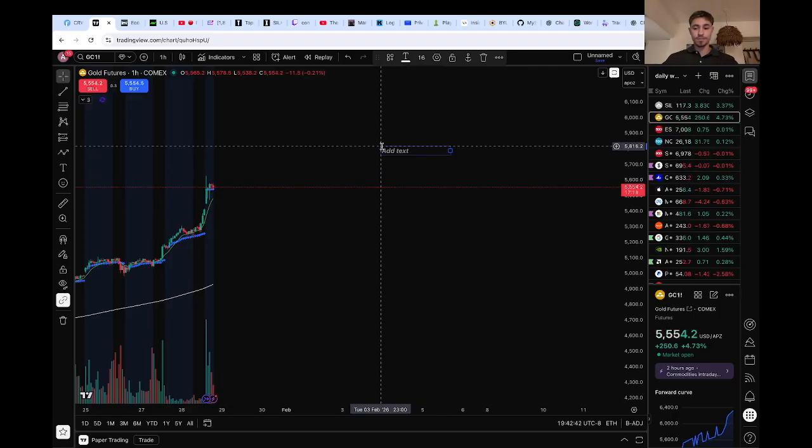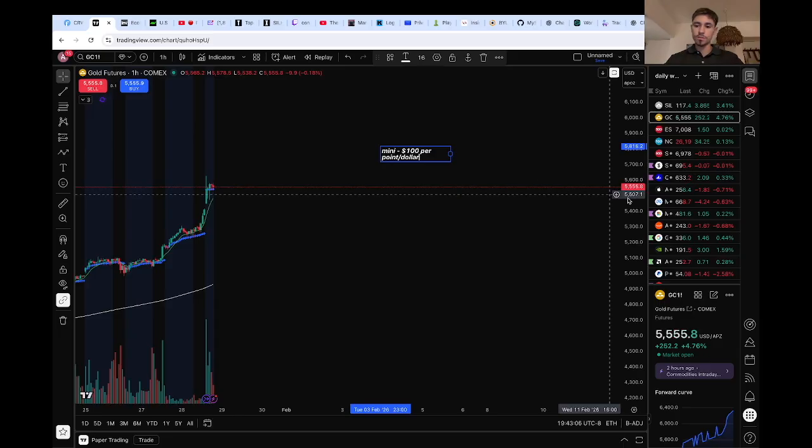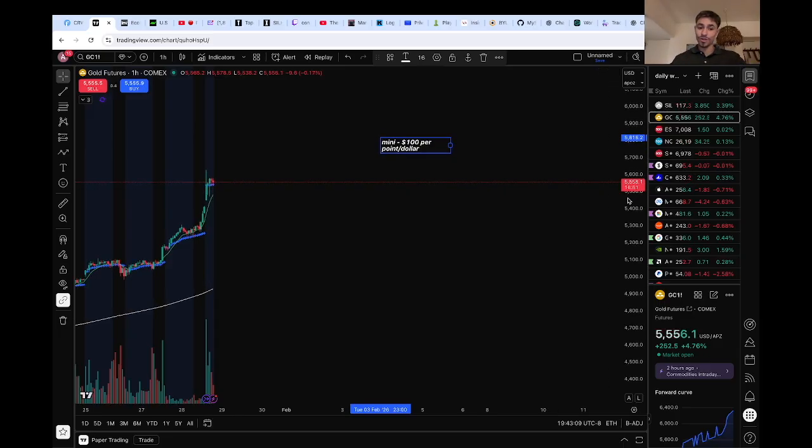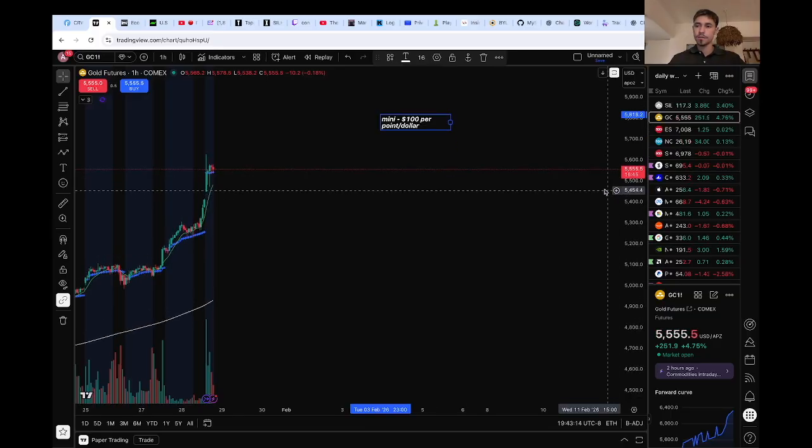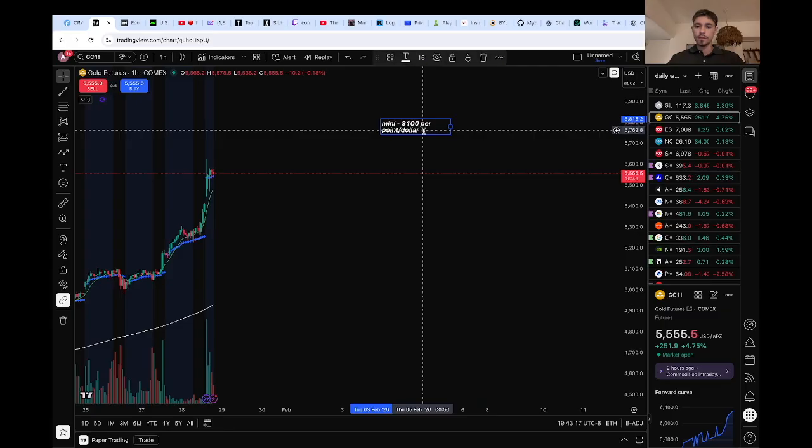Gold is something else, right? If you guys have been seeing, gold's at 5,550, a new all-time high. So for gold, a mini is $100 per point, per dollar. That means if gold goes from 5,000 to 5,001, literally if it just goes up $1, I just made $100. Or if it goes down $1, I just lost $100. So it's a lot more volatile, right? It's a lot more leverage, right?